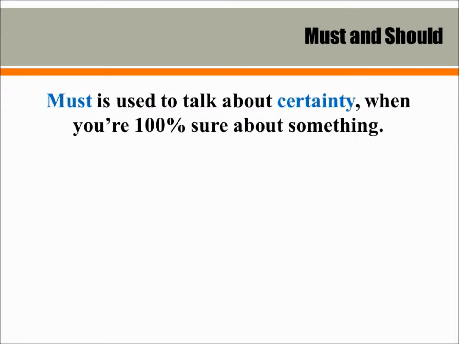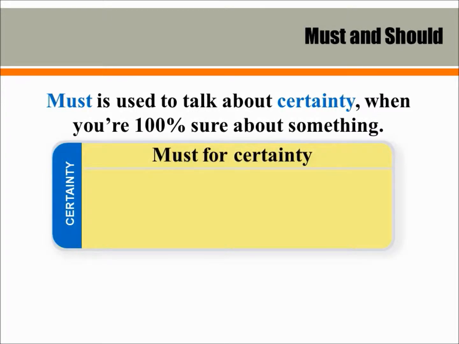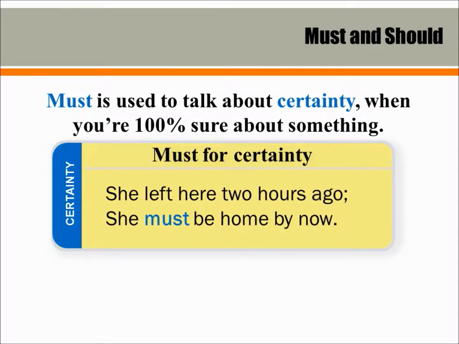Another use of must is to talk about certainty, when you're 100% certain that something has happened. For example, she left here 2 hours ago. She must be home by now. Here, must can only be used in the present. It can't be used with a future reference because then it changes its meaning and becomes an obligation, not a certainty. Don't forget, you can never be certain about anything in the future.